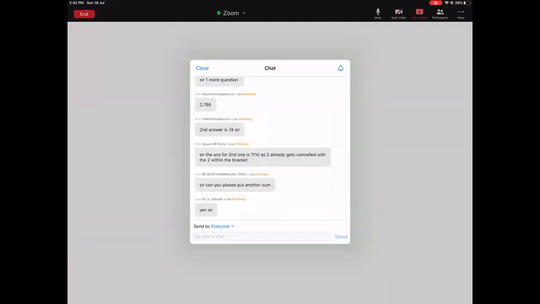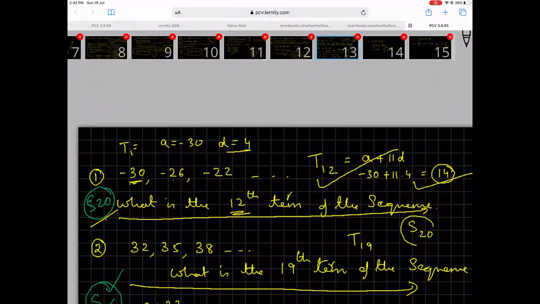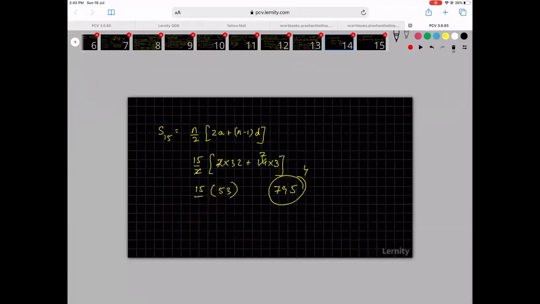So the answer for the second one: as the 2 already gets cancelled within the bracket. Okay, I will do it. Maybe I have made some mistake. Let me just check. Okay, you all have made a mistake. No, I'm correct. What I have done is correct. Second one is n by 2 into 2a plus... when I cancel a 2, I cannot just cancel these two, because there is a plus sign between.